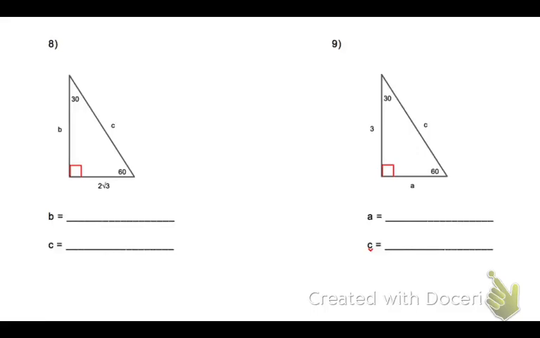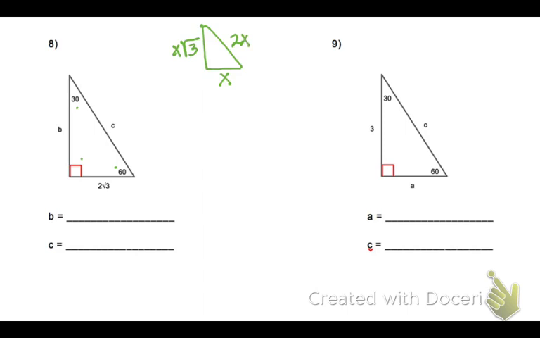Okay, this is the 7th period quiz, questions 8, 9, and 10. So notice here we have 30, 60, 90. Our rules for 30, 60, 90 are: that bottom leg is x, the shortest leg. Our next longest leg is x times the square root of 3, and our hypotenuse is 2x.